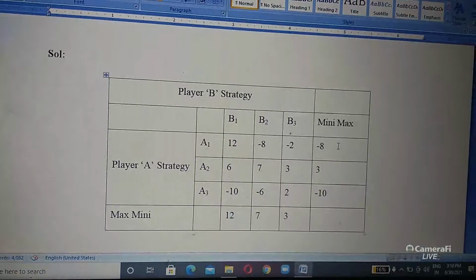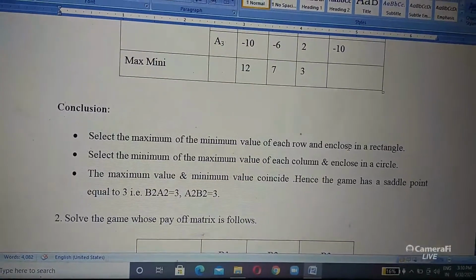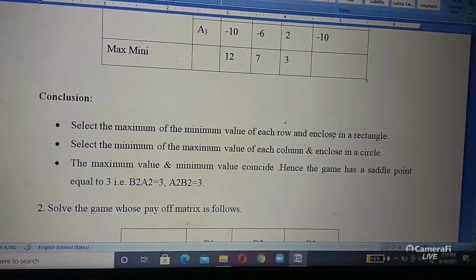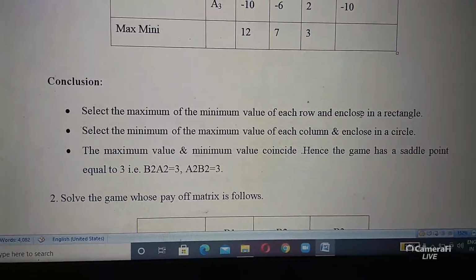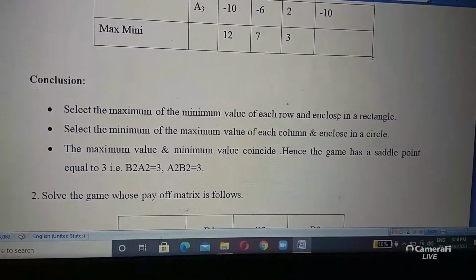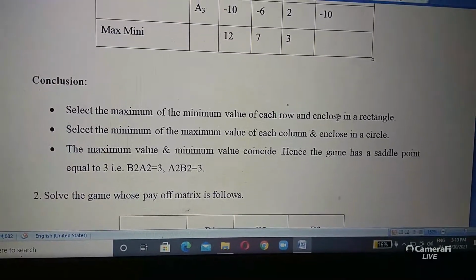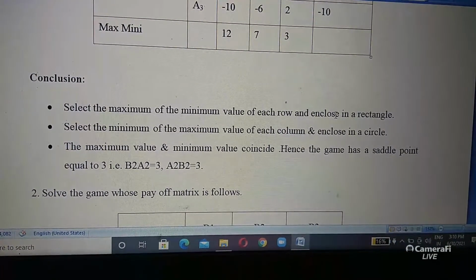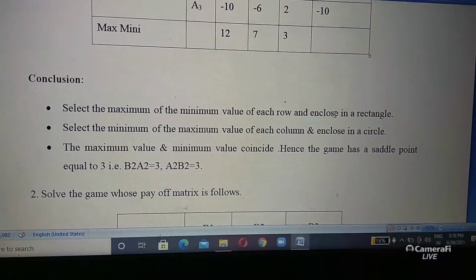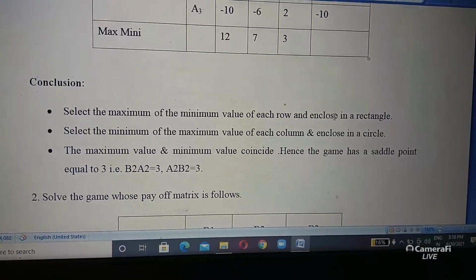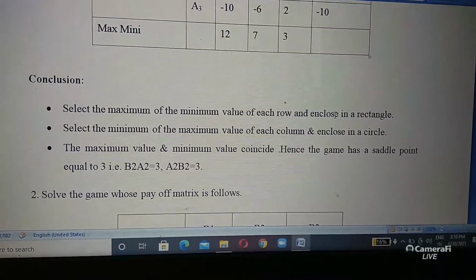After completion of this step, simply we have to write a small conclusion. Select the maximum of the minimum value of each row and enclose in a rectangle. Next, select the minimum of the maximum value of each column and enclose in a circle. Then maximum value and minimum value. The game has a saddle point equal to 3, that is B2A2 equals 3, comma A2B2 equals 3. In this way you have to write the conclusion.